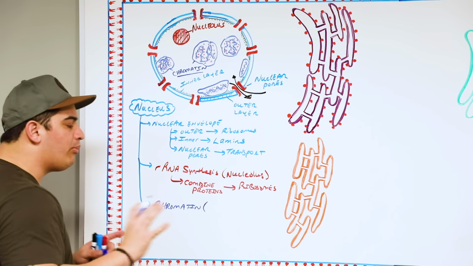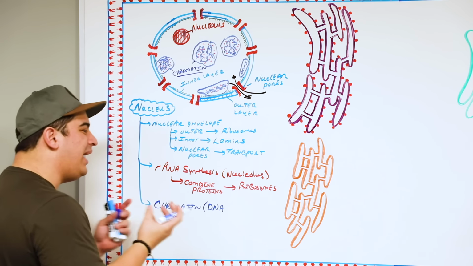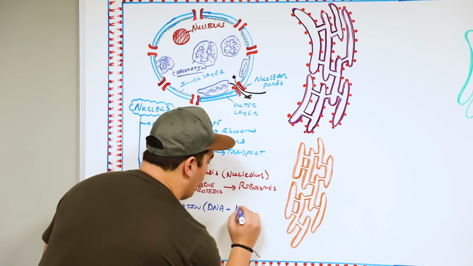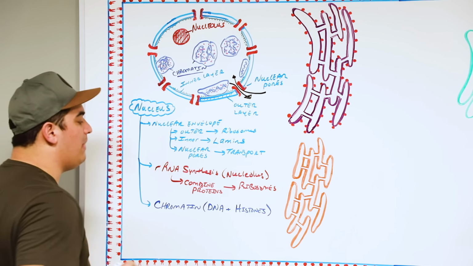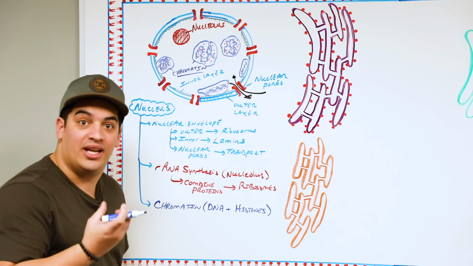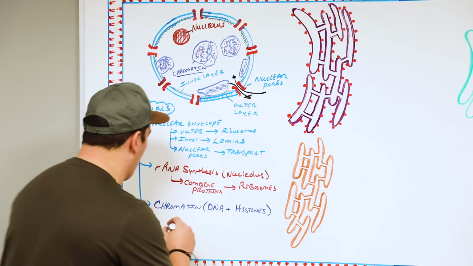Chromatin is made up of two primary things, DNA and proteins. But the main protein is histone proteins, histones. These two things make up our actual genetic material. And this chromatin can actually come in two important forms.